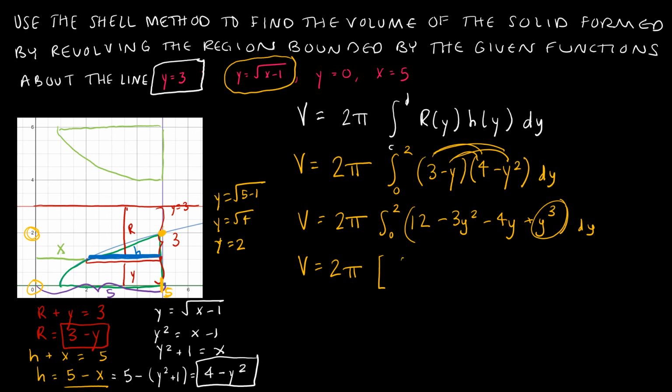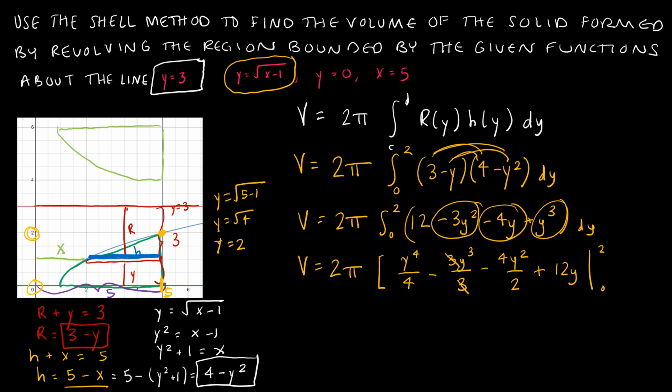So I'm going to go in the normal standard form order. So y cubed is y to the 4th over 4. And then minus 3y squared would be minus 3y cubed over 3, which of course will cancel. And then minus 4y becomes minus 4y squared over 2, which will reduce, and we'll do that in a minute. And then plus 12 gives me plus 12y from 0 to 2.